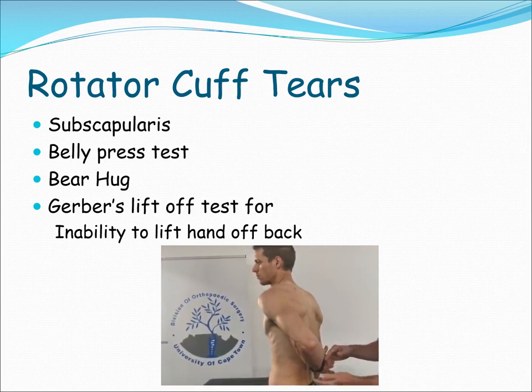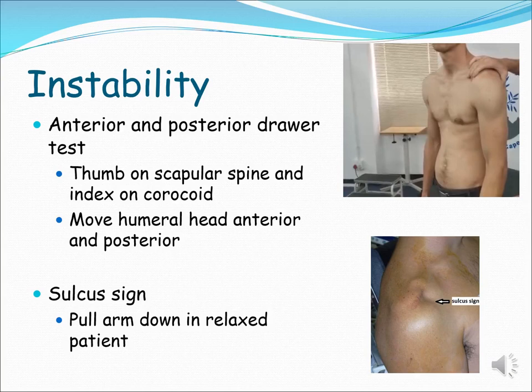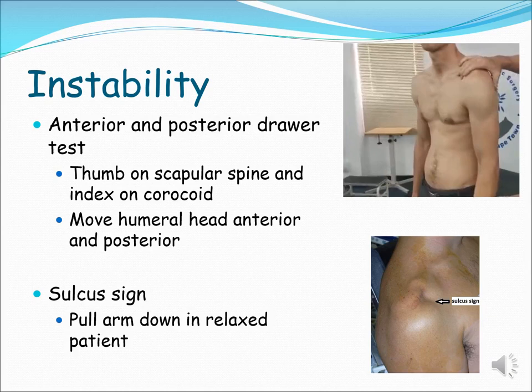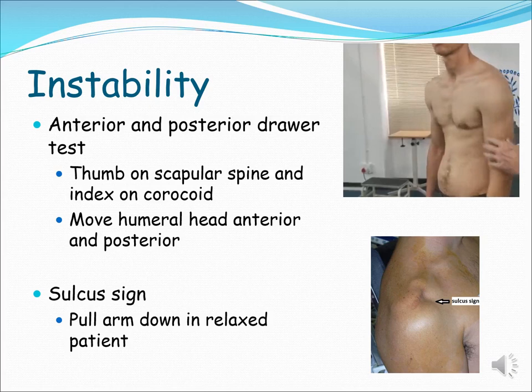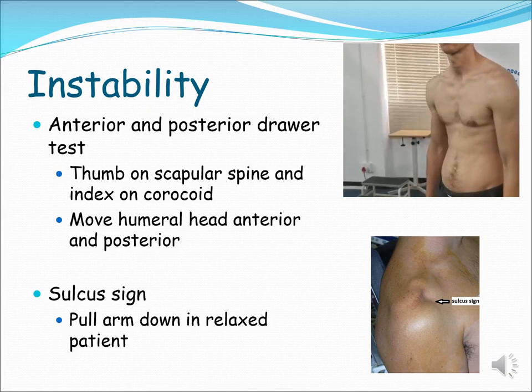When testing for instability, you must do a general examination to look for signs of generalized laxity as described by Beighton and will be given in one of the other talks. The other tests are the anterior and posterior draw tests, where you put a thumb on the scapular spine and index on the coracoid and stabilize the scapula, and you try and move the humeral head either anterior or posterior, as shown in the video on the right. Stabilize the scapula and then try and displace the humeral head anterior or posterior.